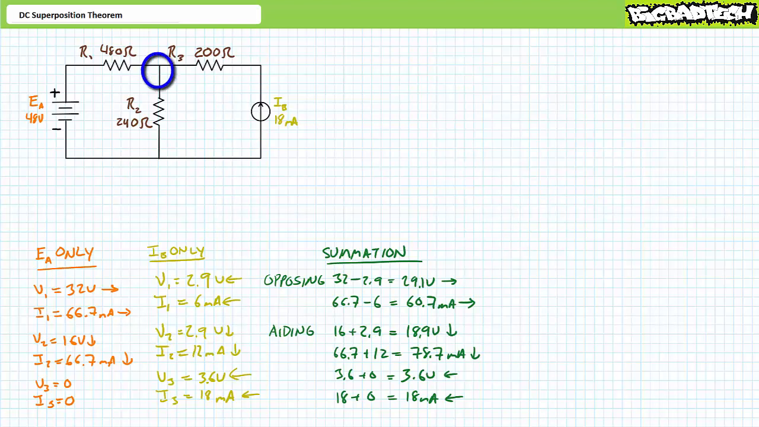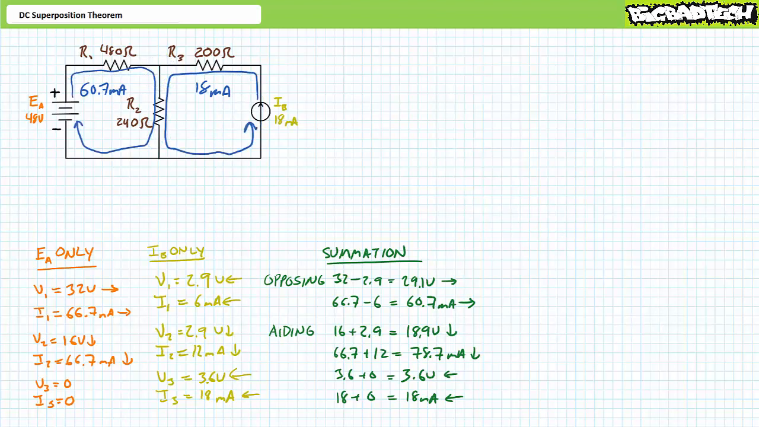As an example, consider an application of Kirchhoff's current law at the top central node. 60.7 milliamperes of current enters from the left through R1. 18 milliamperes of current enters from the right, traveling through R3. 78.7 milliamperes of current leaves the top central node, traveling through R2, top to bottom. 60.7 plus 18 does in fact equal 78.7. What came in has indeed come out.